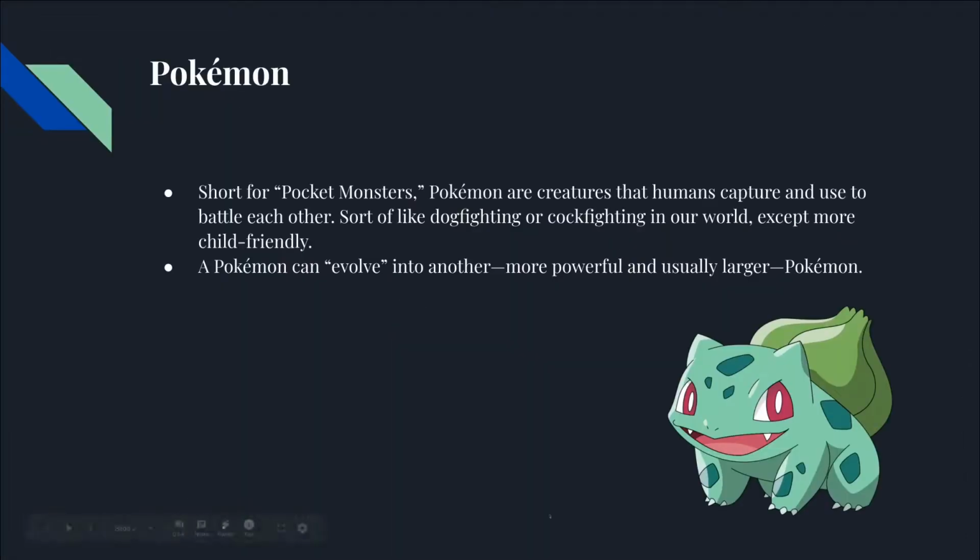So what are Pokemon? Pokemon are short for pocket monsters. They're creatures that humans capture and use to battle each other, sort of like dogfighting or cockfighting in our world, except more child-friendly somehow. A Pokemon can evolve into another more powerful and usually larger Pokemon.